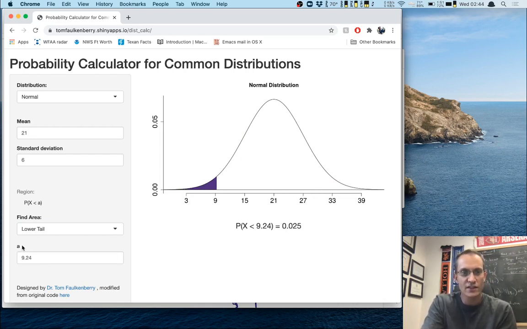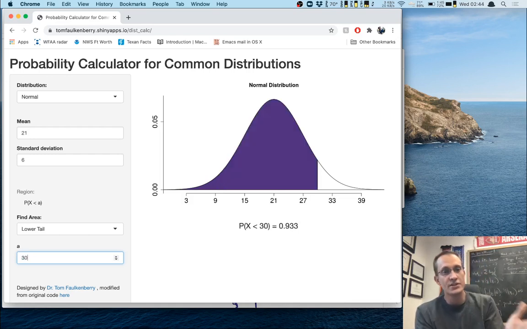So I need to change this value of A right here, which defaults to some weirdly chosen number. I'm going to change that value of A to 30. And then when I do that, it automatically updates in the window and gives me exactly the picture that I'm looking for. The proportion of scores that are less than 30 in this distribution, and you can see that's the shaded part, is this proportion right here. It's 0.933 or 93%.